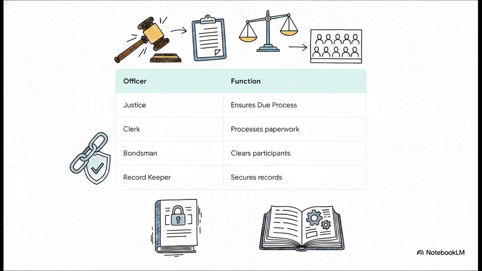Now, the living court relies on some very specific officers to impartially manage the administrative mechanics of the whole thing. The justice is there to ensure due process and manage the flow of the court. But, and this is a huge point, they do not rule on facts. That is strictly the jury's job. Meanwhile, the clerk is processing the paperwork, the bondsman clears participants, and the record keeper is there to secure the official logs. Everyone has a very specific lane.